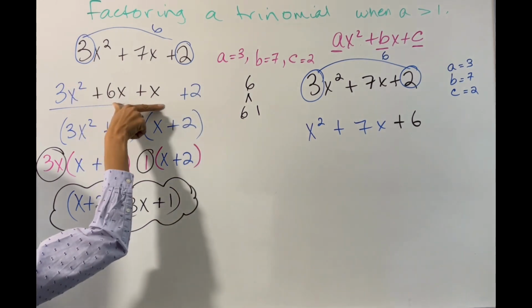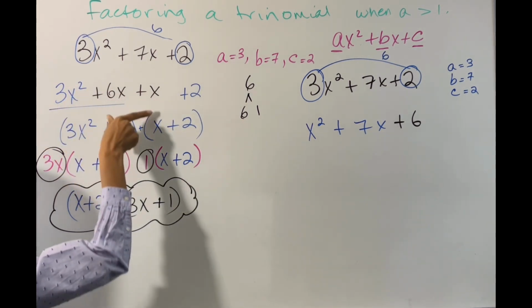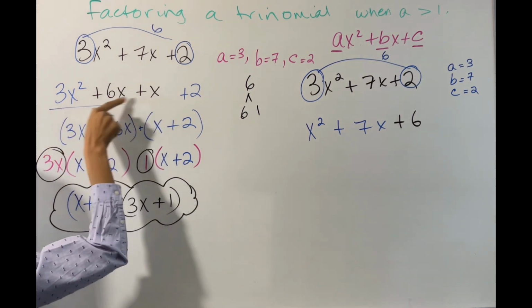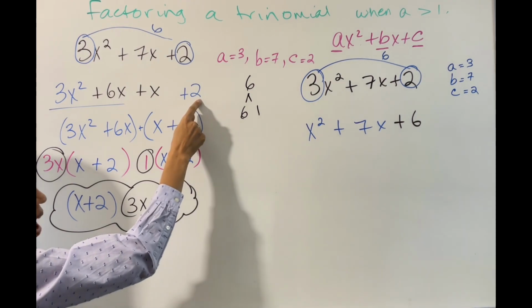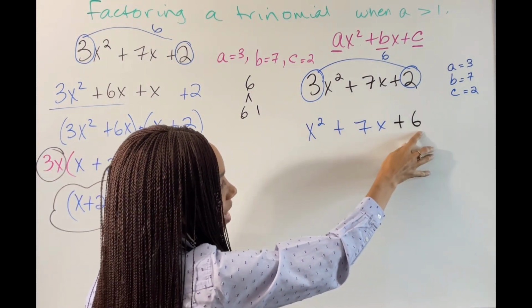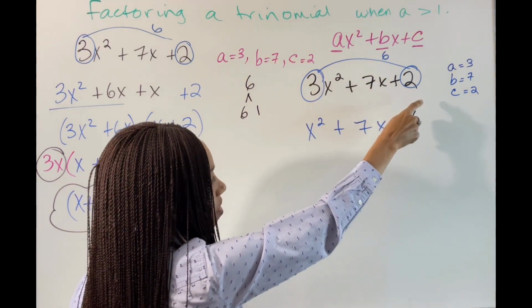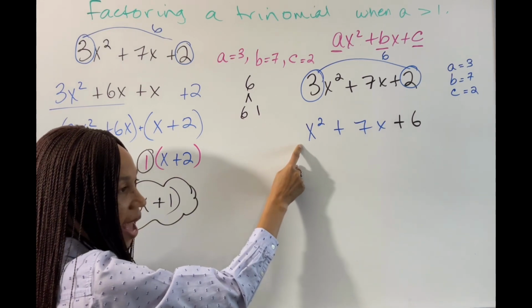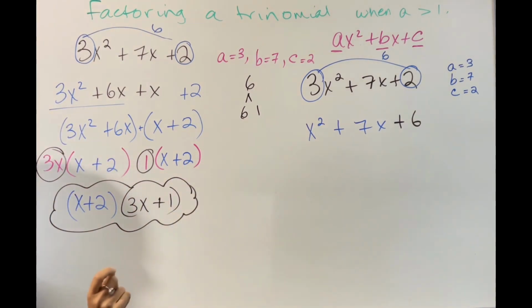With the grouping method, you had to keep your a value and your c value. But in this case, what we did, we replaced the c value with the product of ac, right? And we dropped the a value. So that's what we did in this method. So you have to drop the a value.